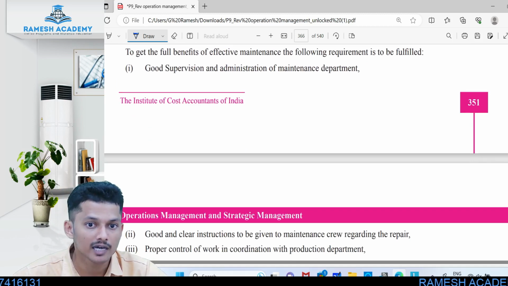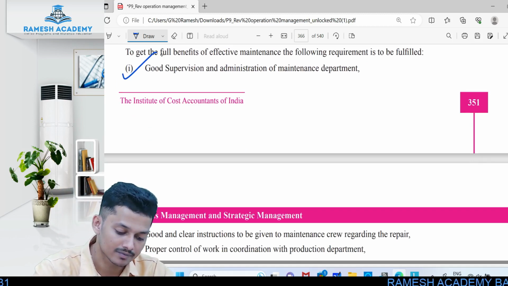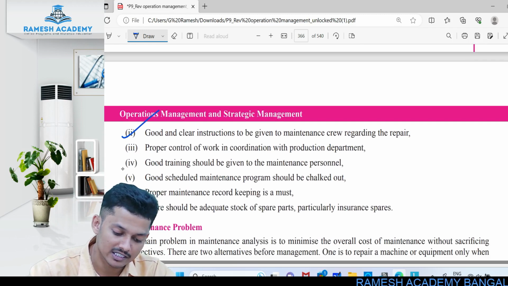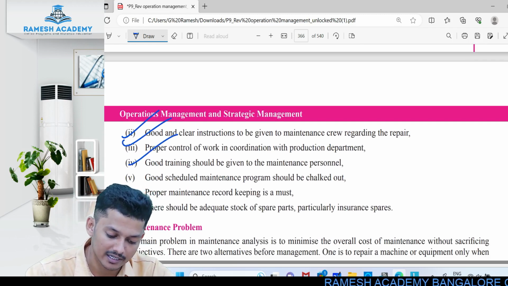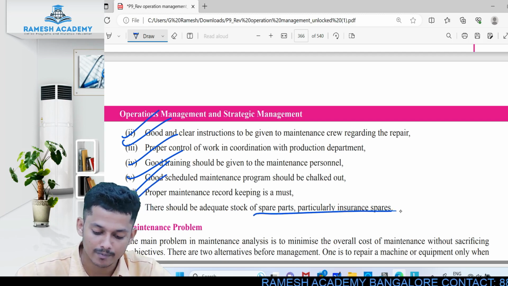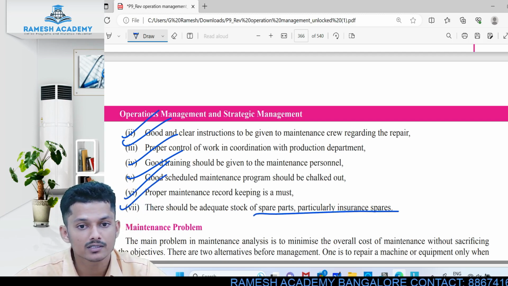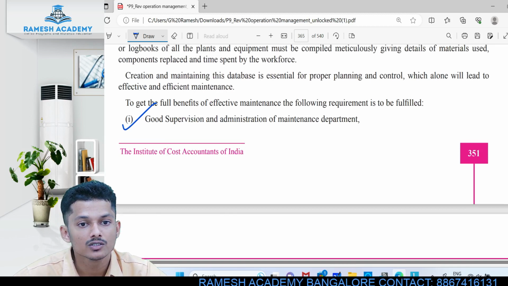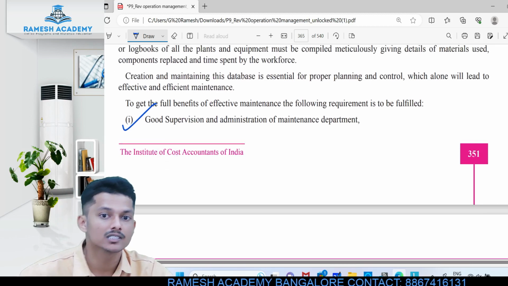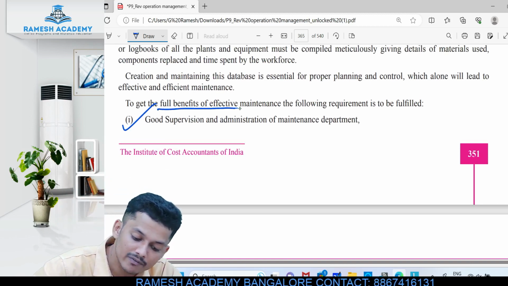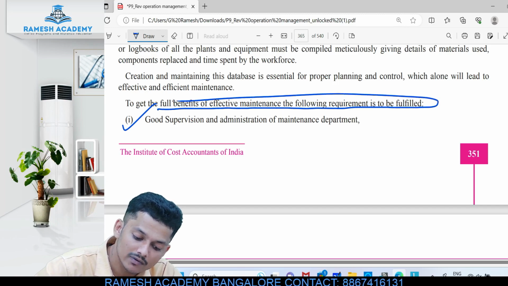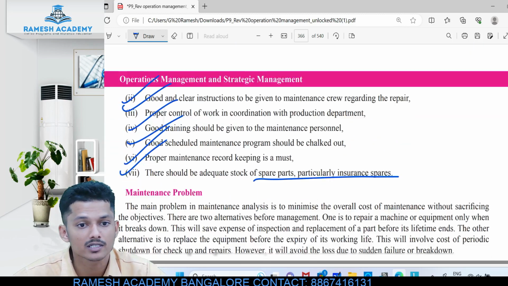Good supervision and administration of the maintenance department, good and clear instructions, proper control of work, good training, good scheduled maintenance, proper maintenance. There should be adequate stock of spare parts, particularly insurance spares. Okay, clear? So these are for effective maintenance. What are the requirements to fulfill the benefits of effective maintenance? What are the steps needed? You have to remember these points.